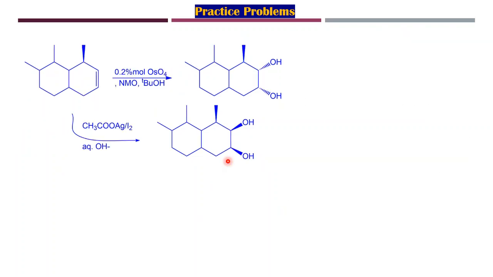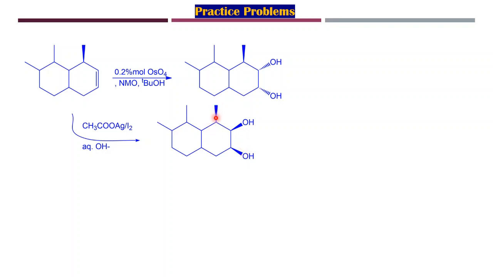Next, using a similar reason, OH groups will be anti to one another. This is obviously the next topic that we are going to discuss, which is Prevost hydroxylation, in which, instead of osmium tetroxide in the presence of NMO, you use silver acetate and iodine with aqueous workup, and we will be getting the OH on the reverse side.